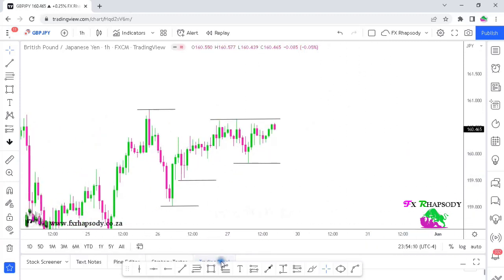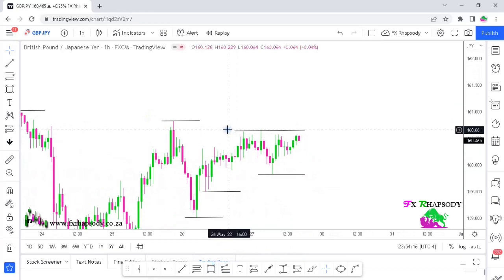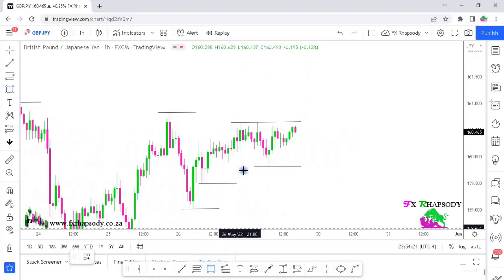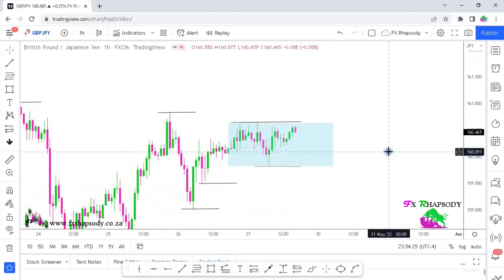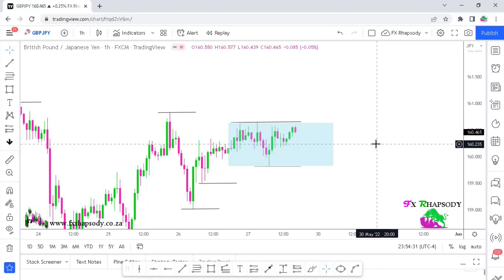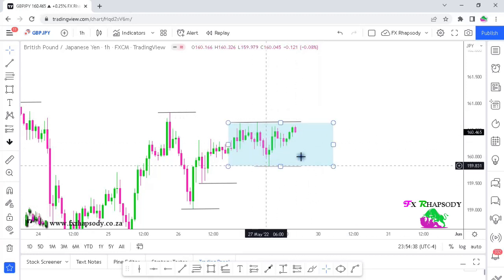Currently, as we can see, price is just in this whole consolidation area, just consolidating, trying to figure out what it wants to do. Right there, okay? So that's going to be my block area that I'm going to be focusing on, especially on this Japanese pair. The yen does similar things too, and I'll show you now with the next pair.